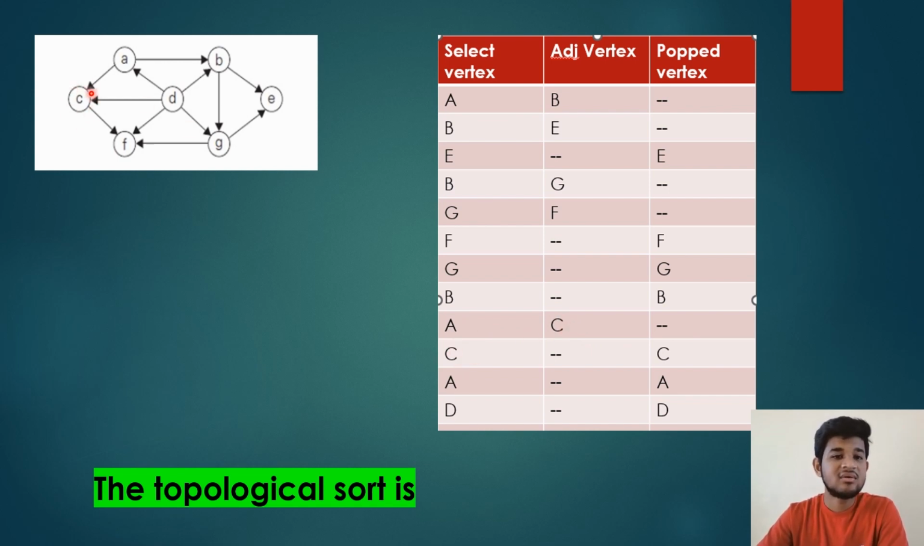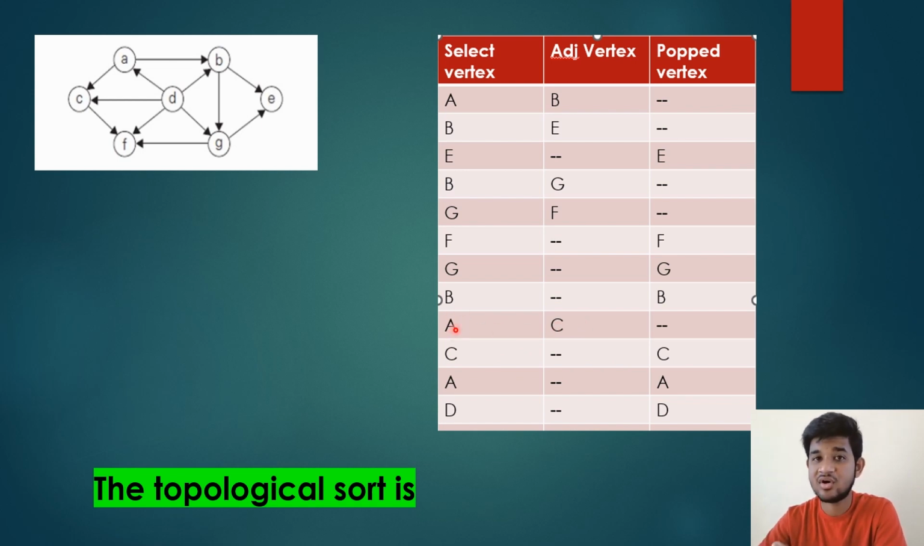Now for the select vertex C, the adjacent vertex is F, but F is already popped out. Therefore, there are no further adjacent vertices, that is, there are no further out degrees for C. Therefore, pop out that C and put it in the popped vertex. Remove this C, and whichever alphabet is just before C, take that as the select vertex.